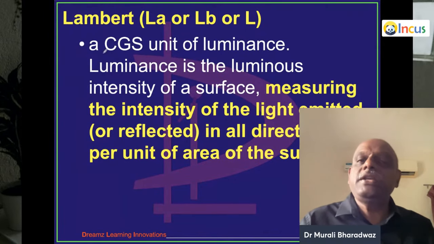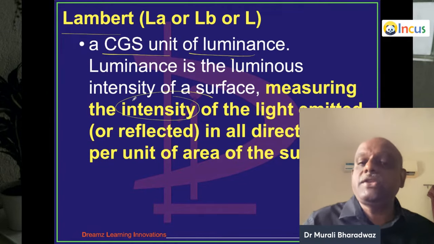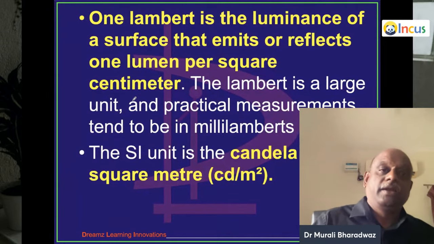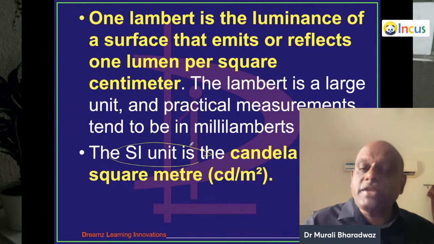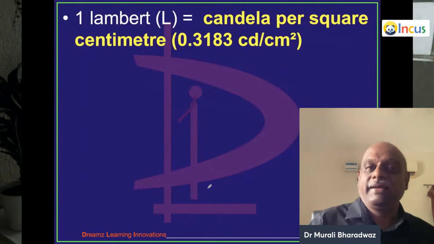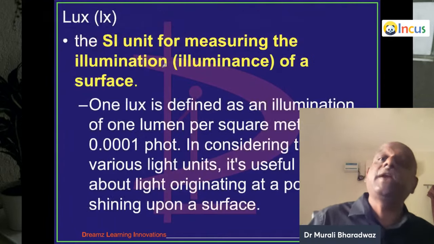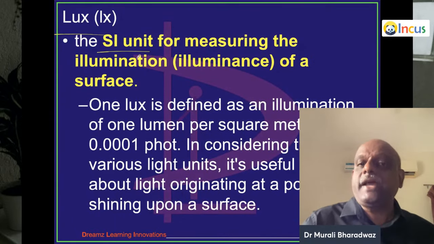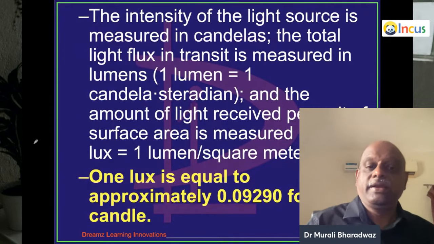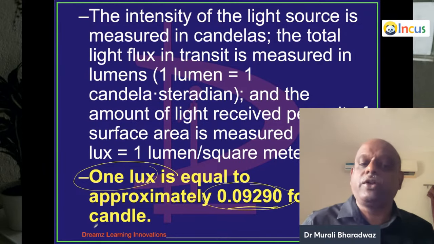So the CGS unit of luminance is Lambert. It measures the intensity of the light emitted in all the directions per unit area of the surface. And the SI unit of luminance is candela per square meter. So one Lambert is equal to candela per square centimeter. Lux is the SI unit of illumination of the surface. One lux is equal to 0.9290 foot candles.